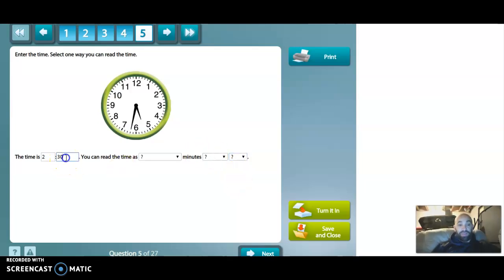So they're asking you for 2 different parts. They're asking you to actually write the time and then think of another way that you can say that time. That was one of our standards, to be able to read the clock and then tell it in a different way.